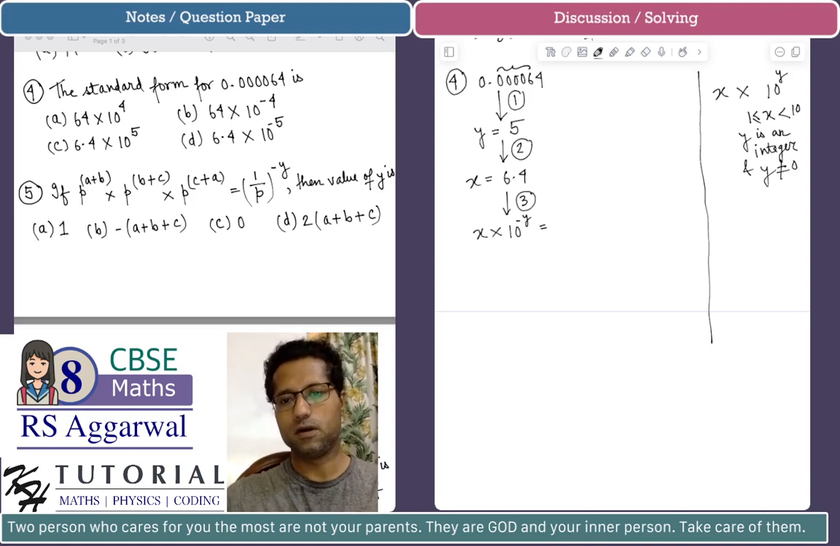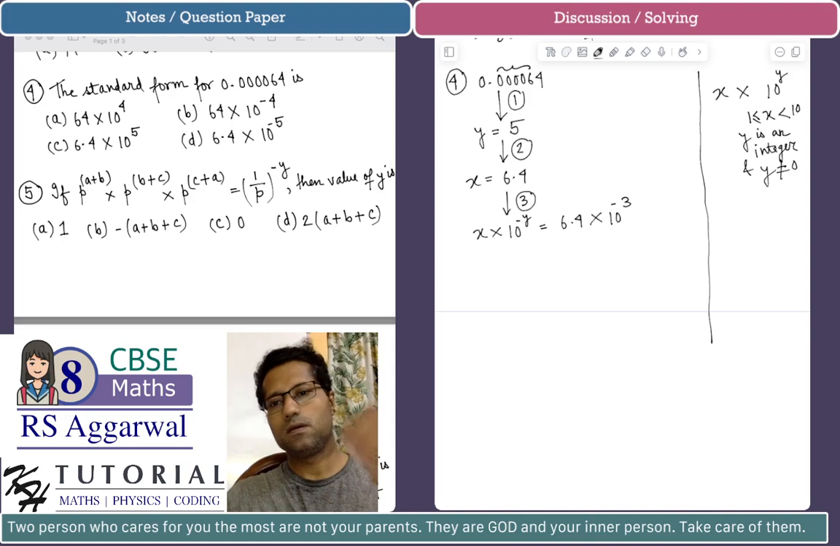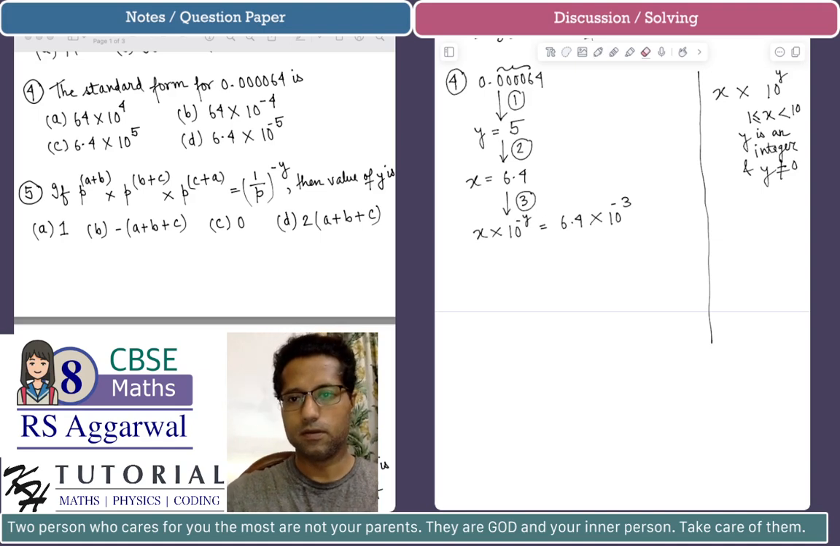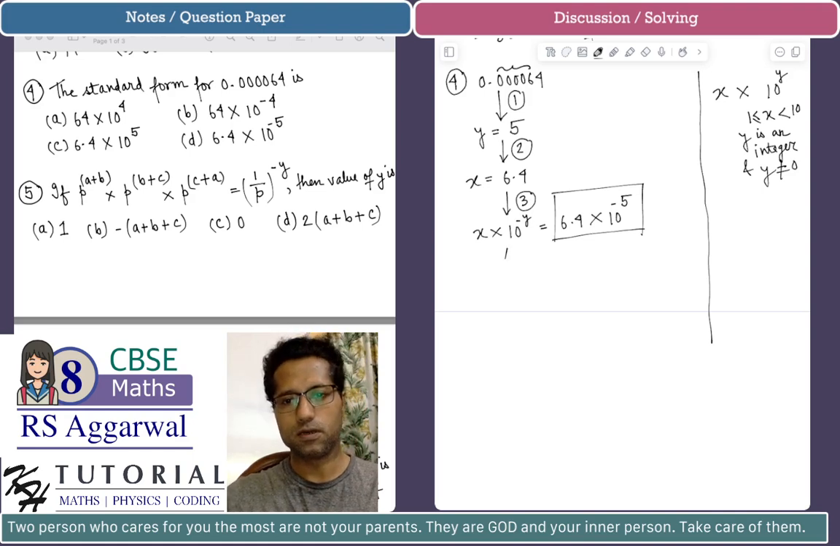So this becomes x, which is 6.4, multiplied by 10 to the power minus y, and y is 5, so it will be 10 to the power minus 5. So this is the number in standard form of this given small number. So the correct choice is D.